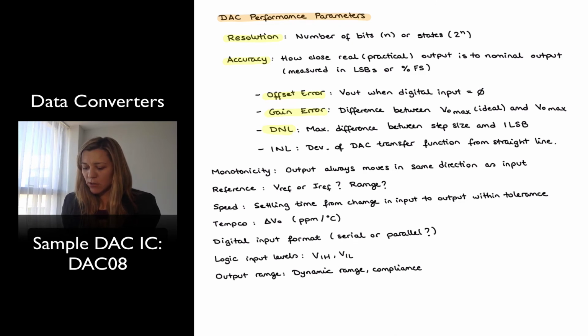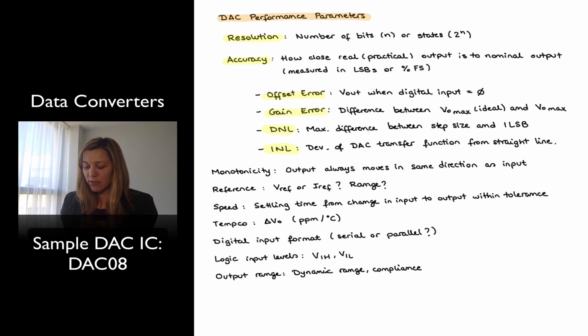And the integral nonlinearity, or INL, is the maximum deviation between the DAC transfer function and an ideal straight line. We're going to take a closer look at these 4 parameters in a minute. Before we do, though, I wanted to go over some of the other parameters that you will encounter in a DAC datasheet.